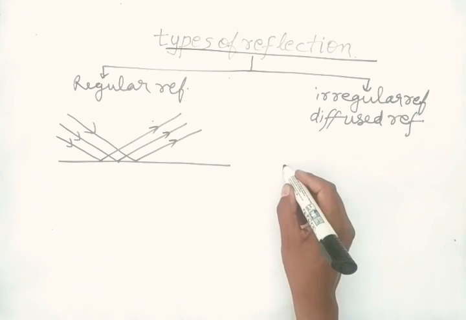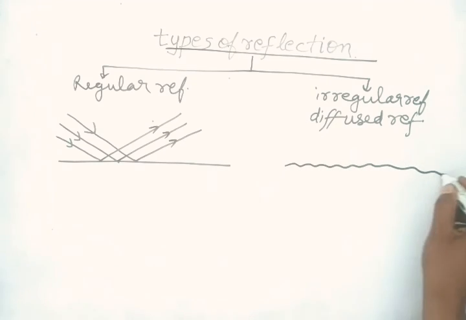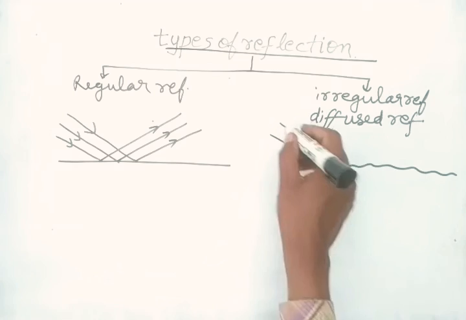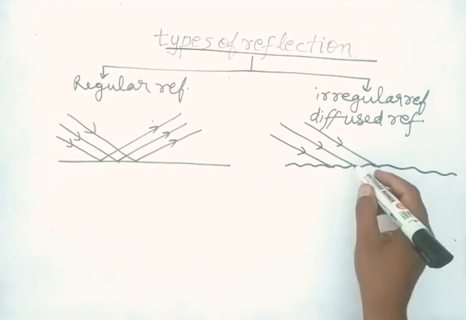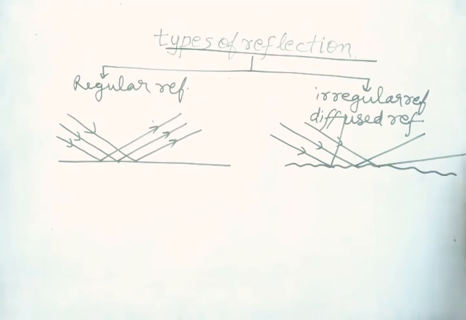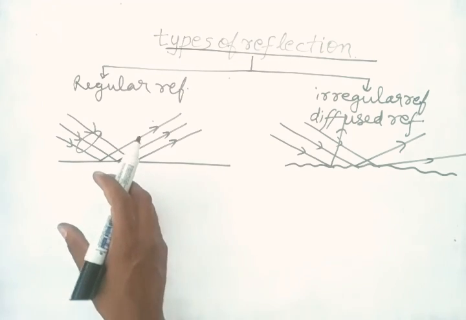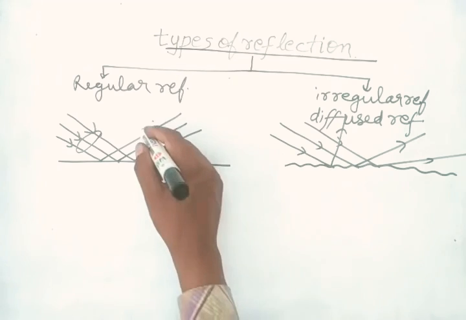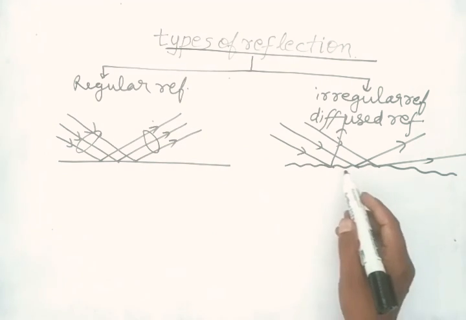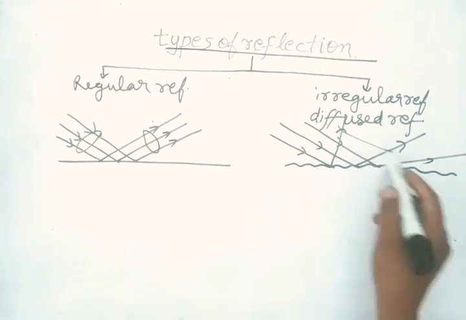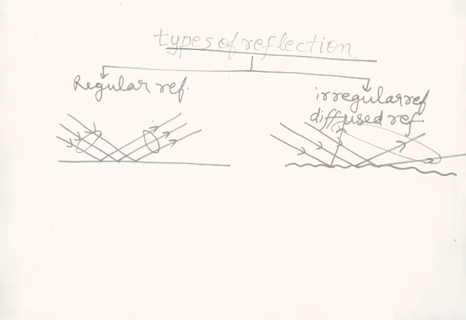Irregular or diffuse reflection is a kind of reflection which is not in a well-mannered order, or in which intensity of reflected light changes. So you can see intensity of incident light, it is as it was incidenting, so also it is reflecting. But in diffused reflection, its intensity will get changed.